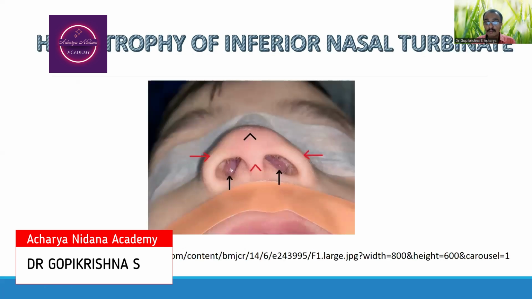This is a pink colored swelling which is present on either side from lateral to medial. This is termed hypertrophy of inferior nasal turbinates. This is indicative of chronic respiratory diseases.